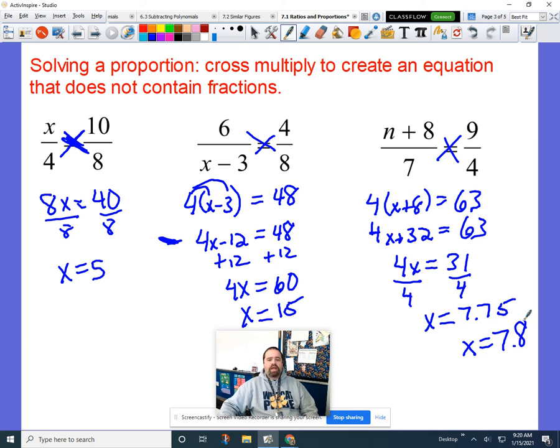Okay, take your time on these. You're going to be doing proportions pretty much from this day forward through the rest of this unit. So make sure you can do these.